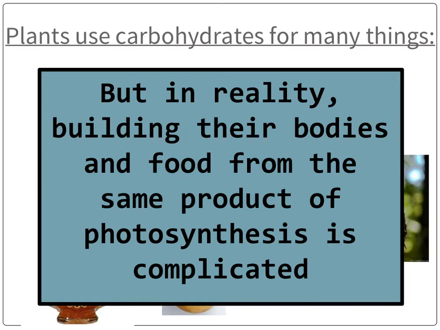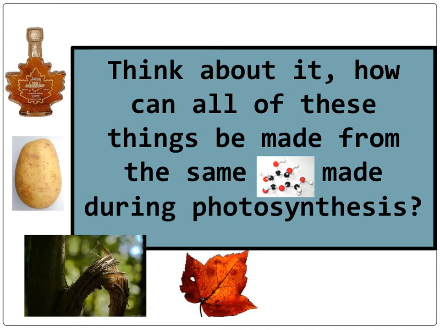Think of what it would be like. Think of mashed potatoes for a second. That's a starch. It's good for food. But if you made a skyscraper out of mashed potatoes, it just wouldn't work. I mean, that's kind of crazy, right? How can all of these things be made from the same glucose made during photosynthesis?